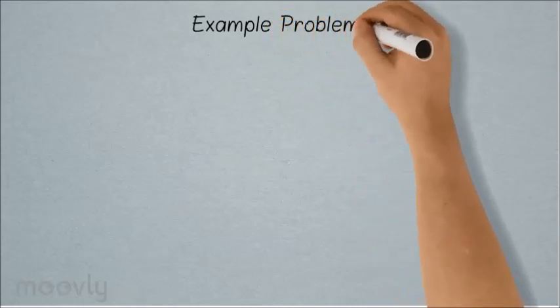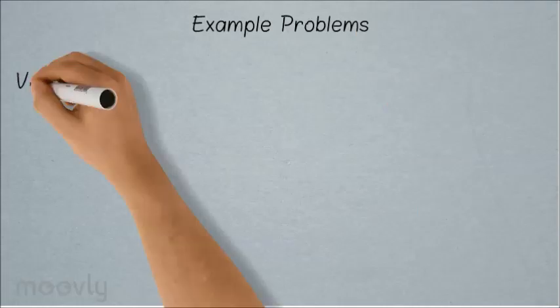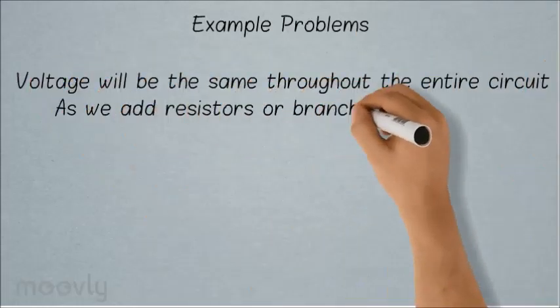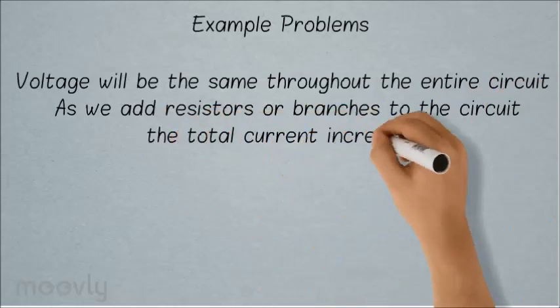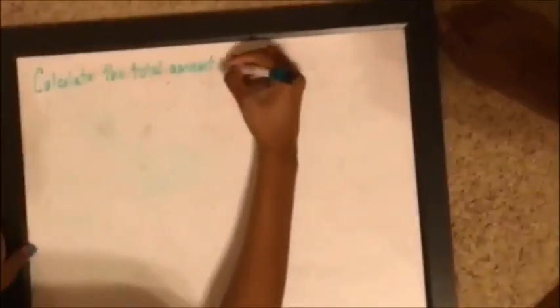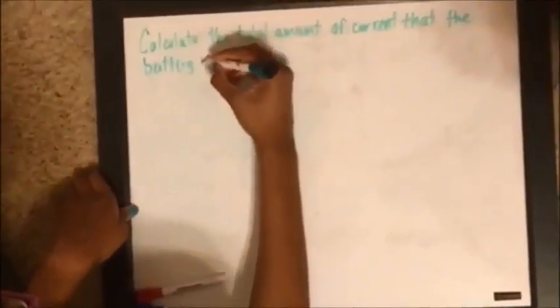Let's remember that the voltage will be the same throughout the entire circuit, and as we add resistance or branches to the circuit, the total current will increase while the total resistance will decrease. Okay, so for the first problem, we're looking at a problem where they want us to calculate the total amount of current found in the parallel circuit.